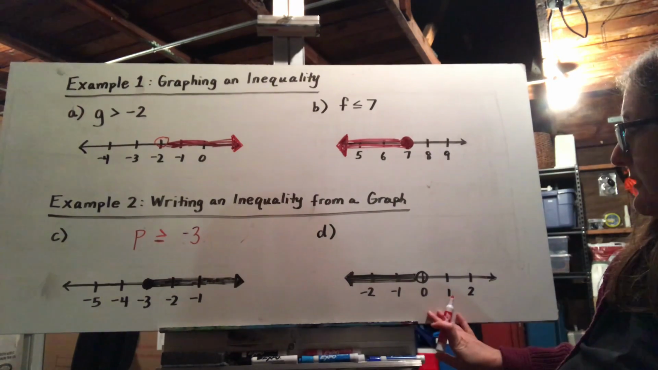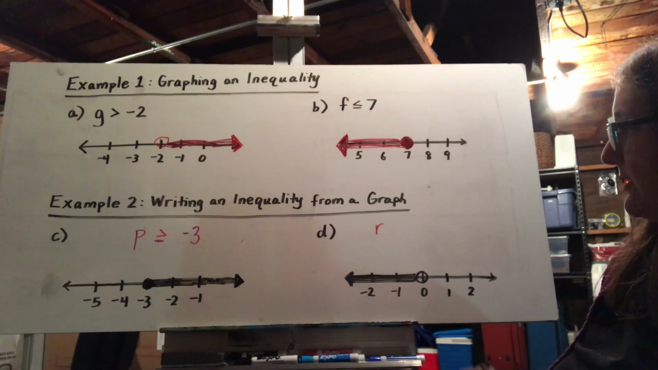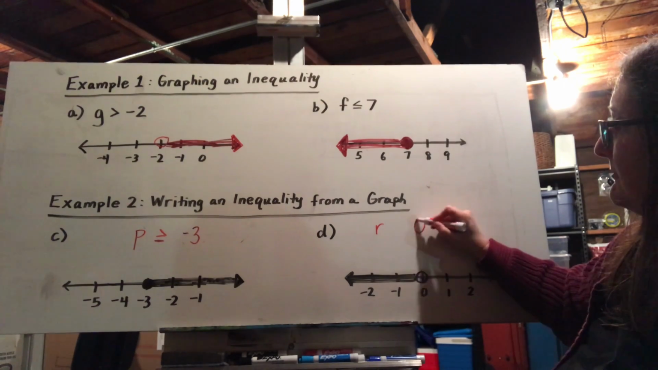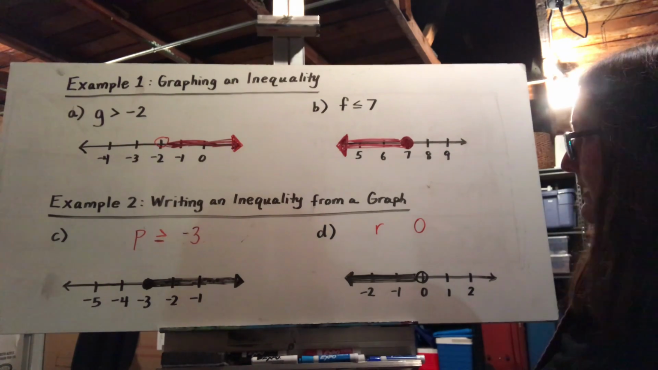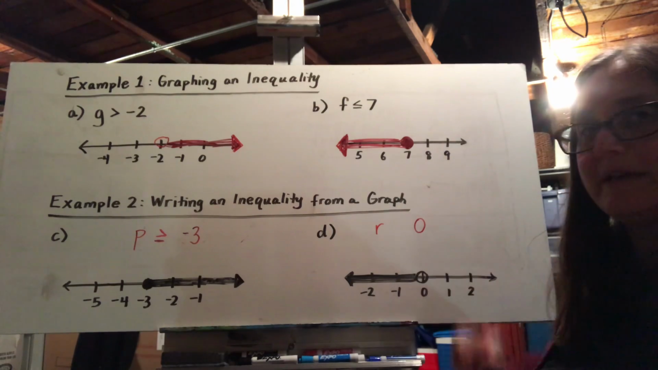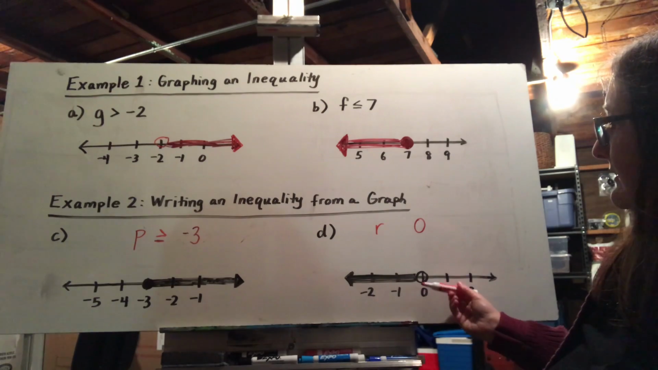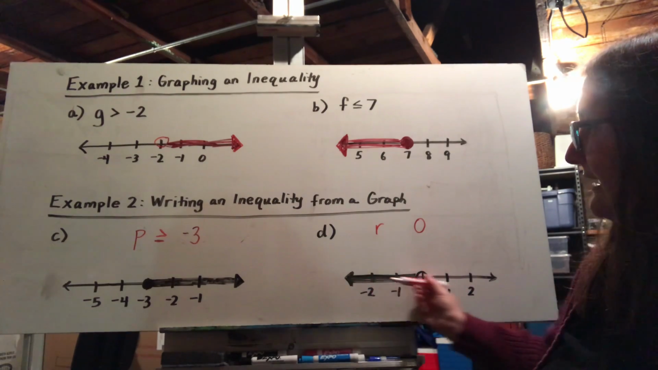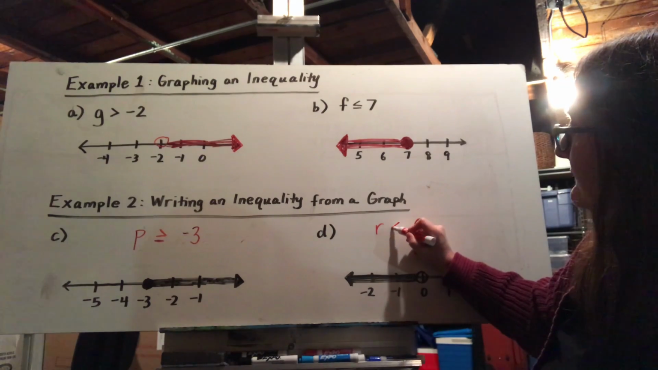Let's try another one here. Once again, it doesn't matter what variable I pick. Let's say I pick r. I'm comparing r to 0. I know that because my circle is at 0. But this time the circle is open, which means I'm not going to include an equal sign. I'm going to use a greater than or a less than sign here, but no equals. So in this case, I see the numbers that are shaded are going to the left. They're things that are smaller than 0. So r has to be less than 0.